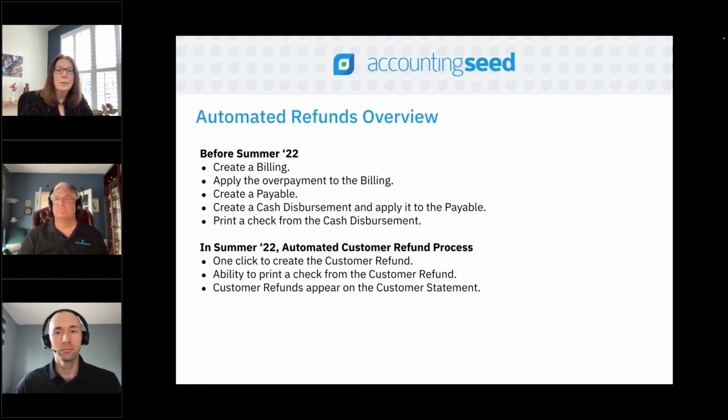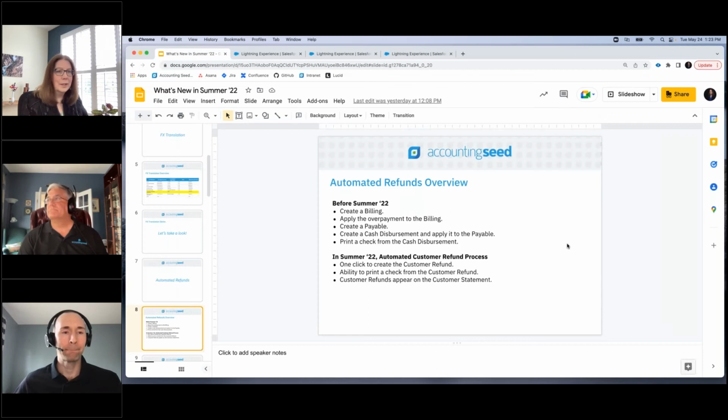So we recognized that this was a usability issue and we wanted to make some improvements here. So our new automated customer refund process, one click to create that customer refund, and that customer refund is going to show up on your customer statement. So we hope that you're going to like this new feature, and I am going to turn this over to Brian so that he can demonstrate this feature for you.